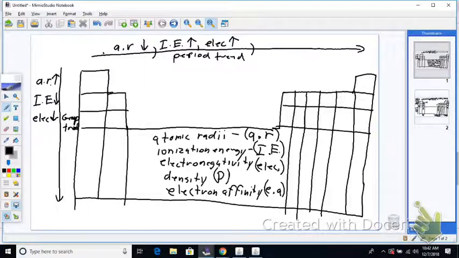But I can show density going down. What does density do going down a group in general? It increases, right?